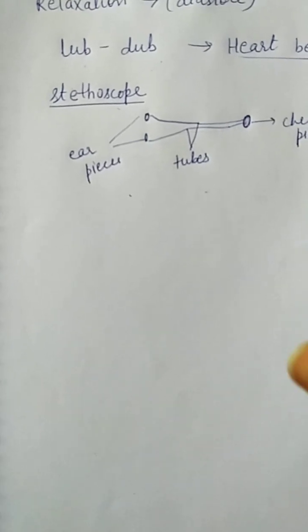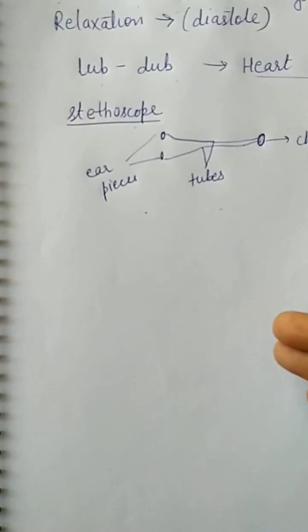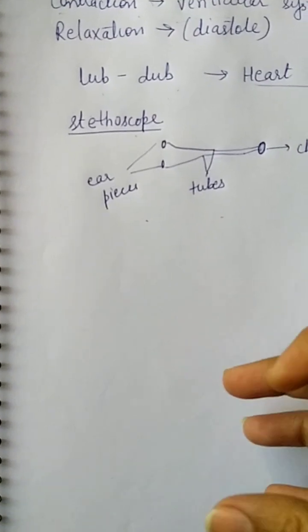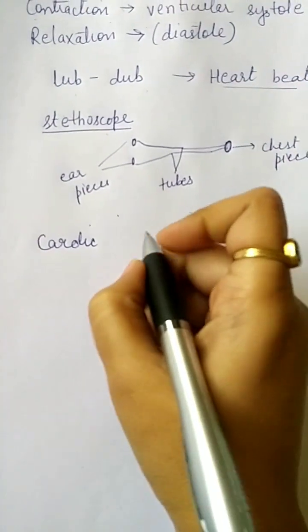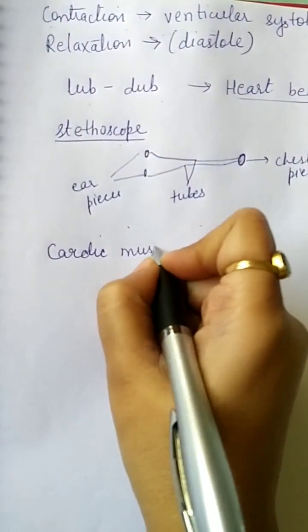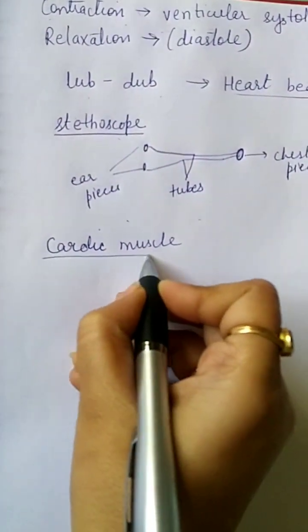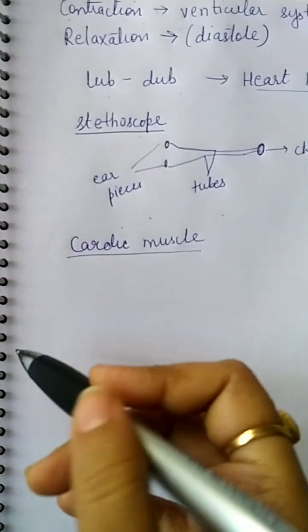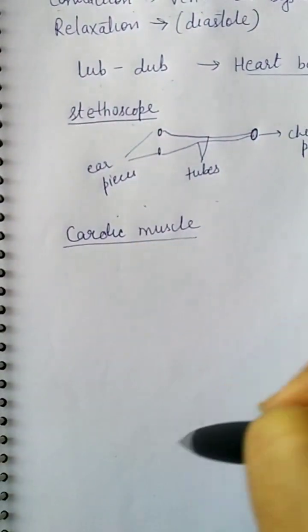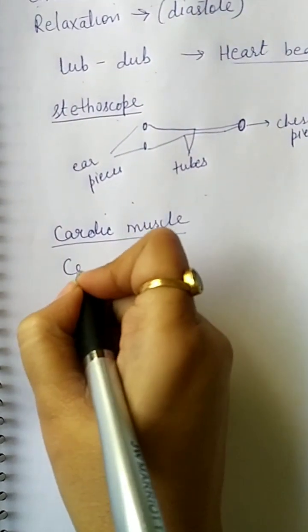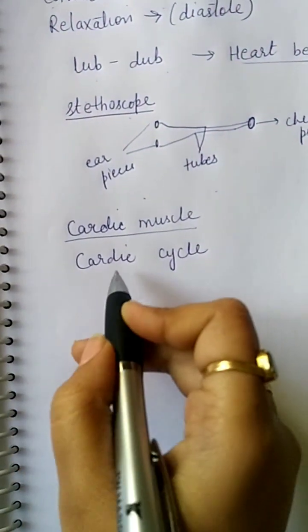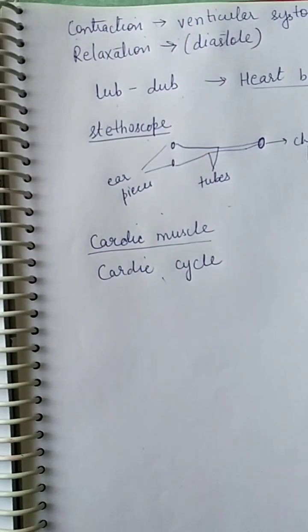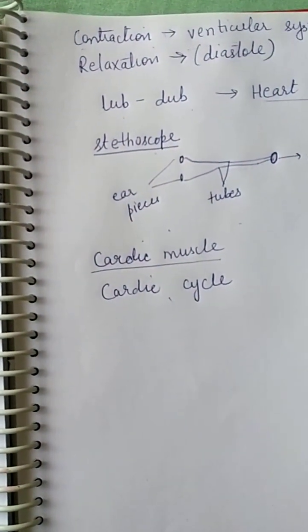Now, always remember one thing, that the muscles out of which the heart is made up are cardiac muscles. So the heart is made up of cardiac muscles, and the blood flow inside the heart is called the cardiac cycle. So basically, the word cardiac is related to the heart or the circulatory system.